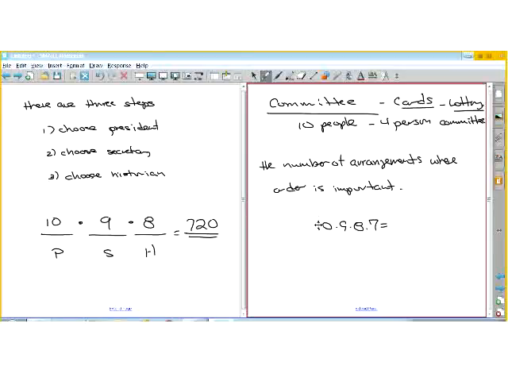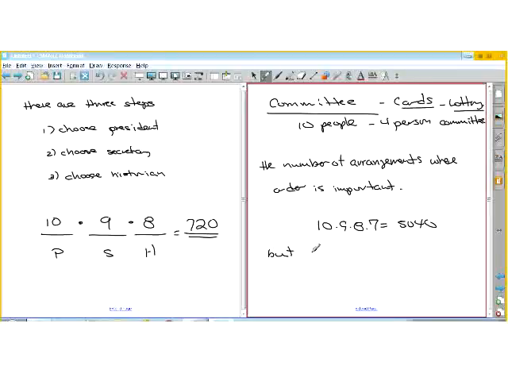So what I've done is, when I picked the first person, I had 10 people to choose from. When I picked the second person, I had 9 people to choose from, and so forth. And I did that 4 times, so you get 10 times 9 times 8 times 7. That's 5,040.